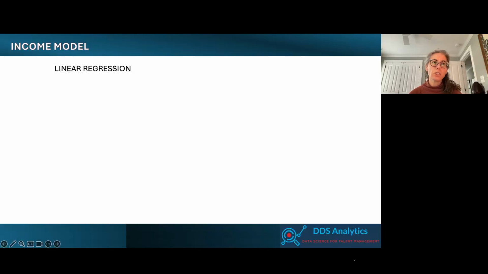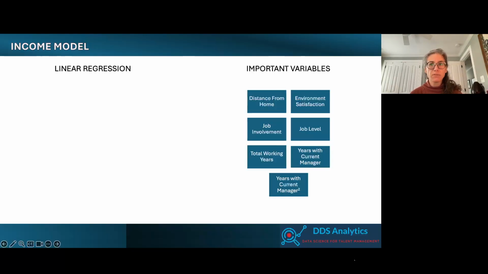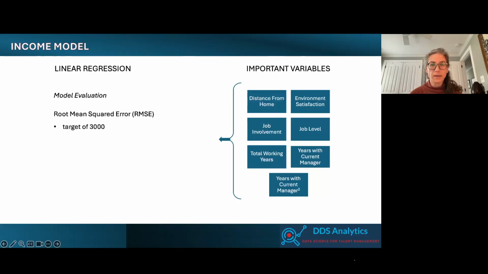So in addition to predicting attrition, I developed a linear regression model for predicting monthly income. And these 7 variables achieved the lowest error rates. My error metric was the root mean squared error, or RMSE, with a target of less than 3,000. And for the RMSE, the lower the value, the better the model's performing and the lower the error.